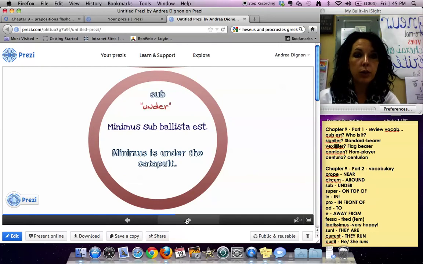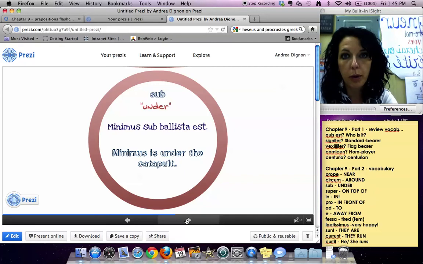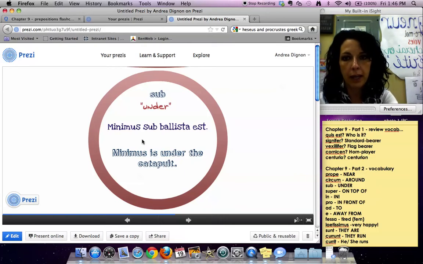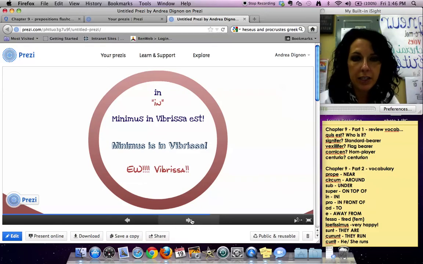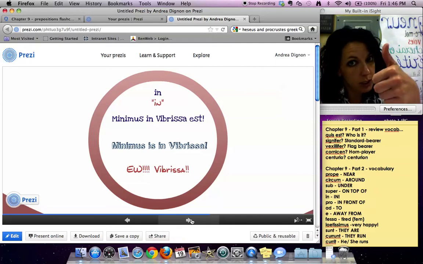Sub. Definitely not difficult, guys. Come on. Sub, under. Okay? Minimus sub balista est. Minimus is under the catapult. There you go. Okay? Again, subject, preposition, direct object, and verb. All right? In. This means in.